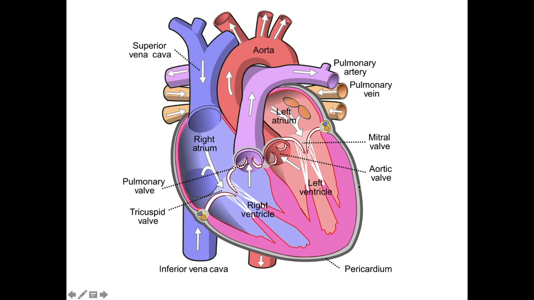So this is the pericardium, the outermost membrane of the heart. It is a double membrane, and in between there is a fluid that will prevent friction or jerks on the heart.